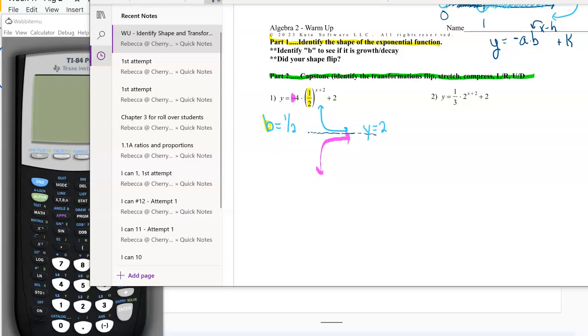Now let's address the second part. What are all the different parts to our stretch, compress, flip, left, right, as far as capstone goes? So let's start with the negative. The negative, we're going to have a flip. The 4, we're going to have a stretch. The 1/2 does not have a job. It just helps us get our points. The little 2 in the exponent is our h, so we'll do the opposite, and it will be going left 2, because you should think negative 2. And this is up 2.